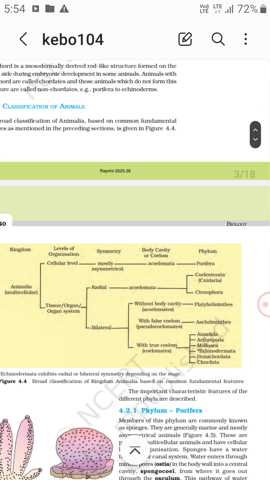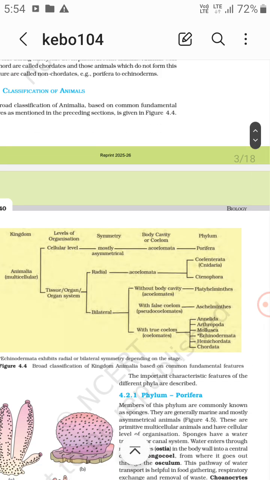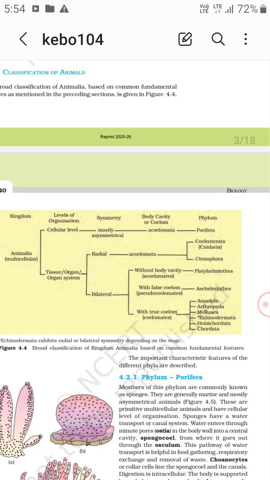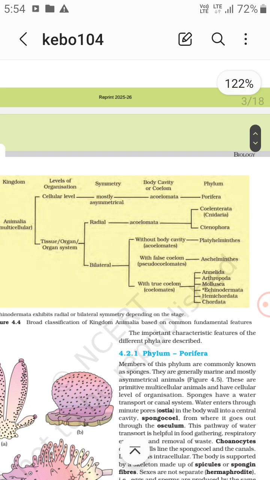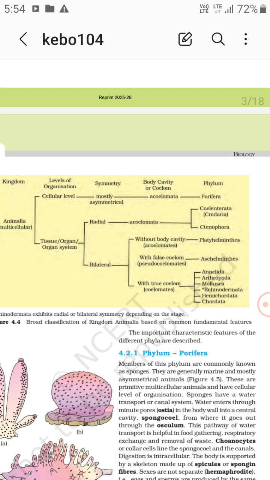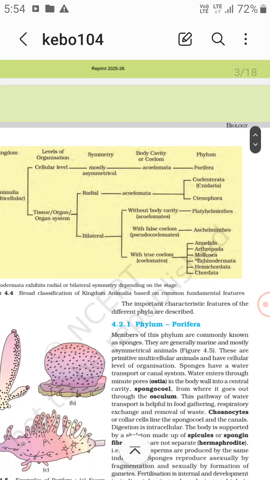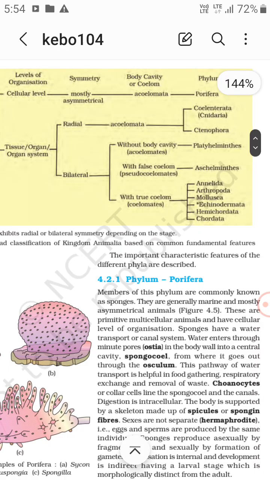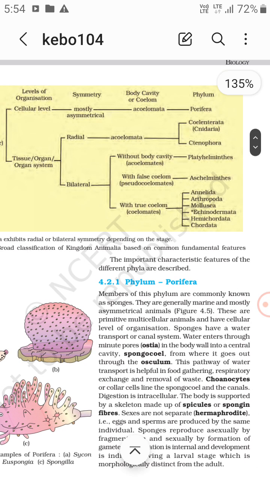In symmetry, they are mostly asymmetrical. At the cellular level, mostly asymmetrical, with no body cavity or coelom, that is acoelomate. Examples are poriferans. Then radial, also acoelomate, that is cnidarians and ctenophores. Then bilateral without body cavity, that is acoelomate, these are the platyhelminthes. With false coelom, that is pseudocoelomates, these are aschelminthes, and with true coelom, that is coelomates, these are annelida, arthropoda, mollusca, echinodermata, hemichordata and chordata.